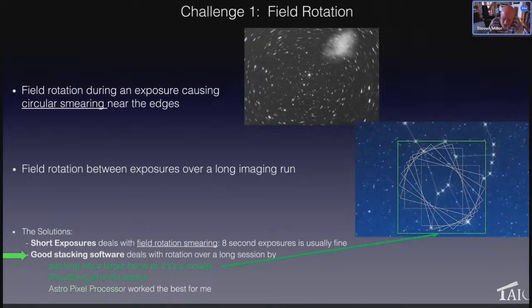A couple things happen. First, PixInsight, APP, and Siril can all stack into a larger frame. They look at all those images and say, those are all rotating into this larger square, so I'm just going to stack them all into it, and then you can decide to crop it later if you want. And then they smooth all the seams. APP is especially good at this. Between these different rotated subs, since they're not aligned, you would think it would create some type of artifact, but some of these stacking programs are pretty good at removing that. For me, Astro Pixel Processor was really the best performer of the four I've tried.